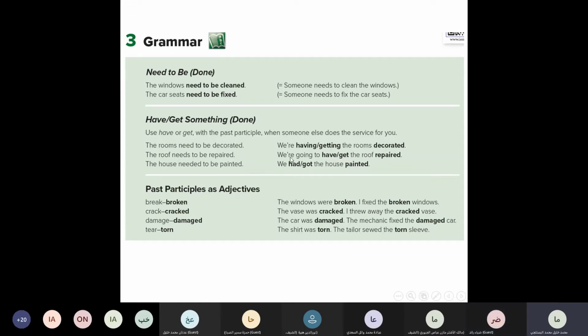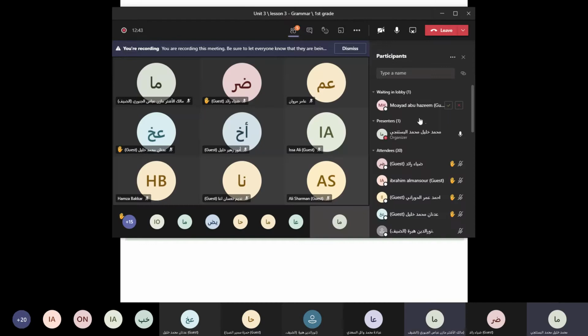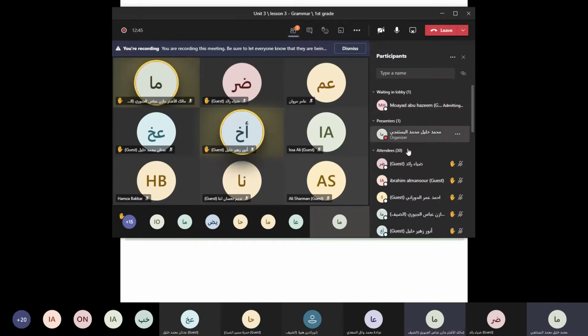So here we can say in the future, we are going to have the roof repaired. In other words, we will ask someone to come and mend it in the future. We are going to have the roof repaired. We will have the roof repaired. Who can read the third sentence? I can. Yes, Malik.